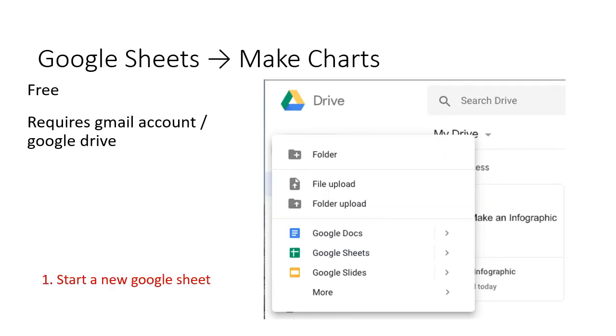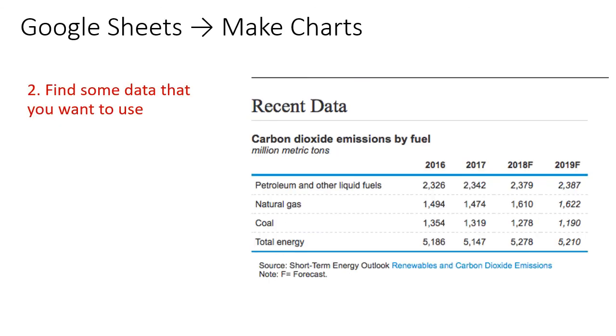So if you go into Google Sheets, you can go into a new Google Sheet, and that would be the green one here. So you click on this and you do New Sheet. And then you can add in some data that you want to use.